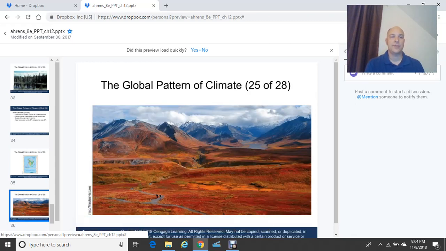Here's an example of a polar climate. All right. Notice the higher terrain in the background of this picture. It's a really nice picture.